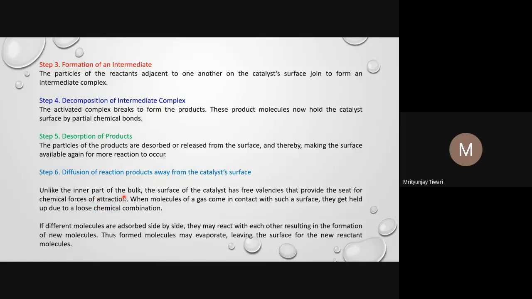When the molecules of gas or the solution come in contact with such a surface, they get held up due to the loose chemical combination or loose chemical bonds. And if different molecules are adsorbed side by side, they may react with each other, resulting in the formation of new molecules, which are products. Thus, the formed molecules may evaporate, or be desorbed from the surface, and go away from the surface.